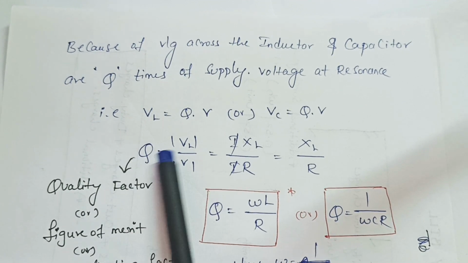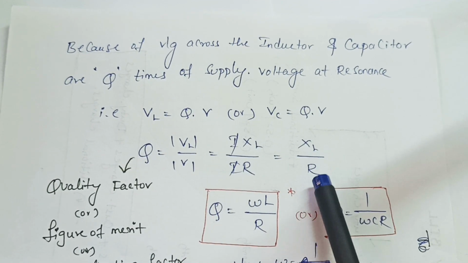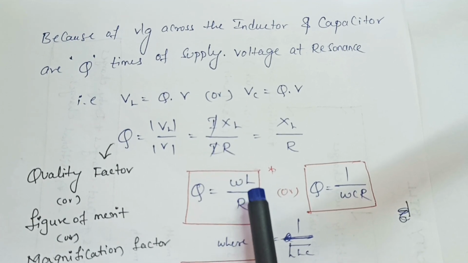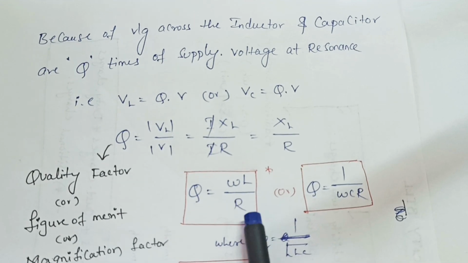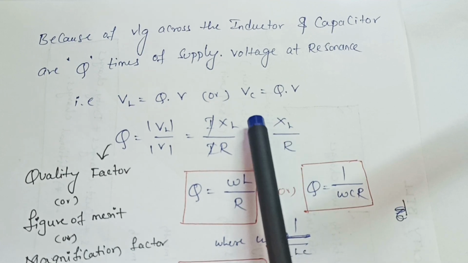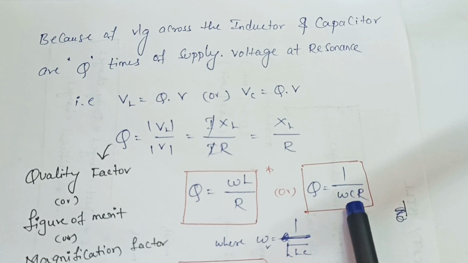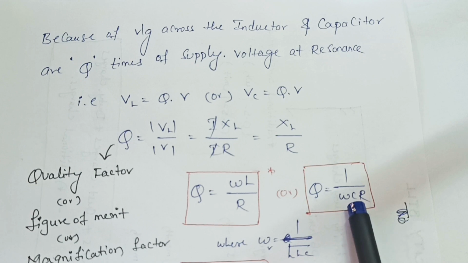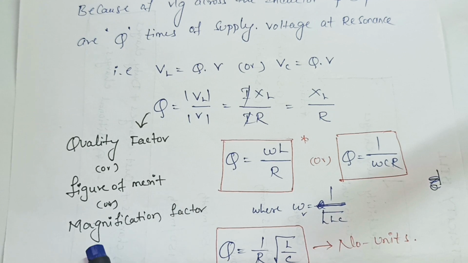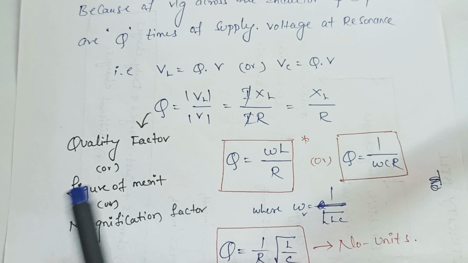Now Q equal to VL by V. VL equal to I into XL, just cancel these two terms, then we get XL by R. Substituting XL equal to omega L, we get the quality factor equal to omega L by R, in terms of resistor as well as inductor. If you take the VC equal to Q into V formula, then we get Q equal to 1 by omega C R, the quality factor formula in terms of resistor as well as capacitor. The quality factor is also called the figure of merit and magnification factor. Magnification factor, figure of merit and quality factor are all the same.